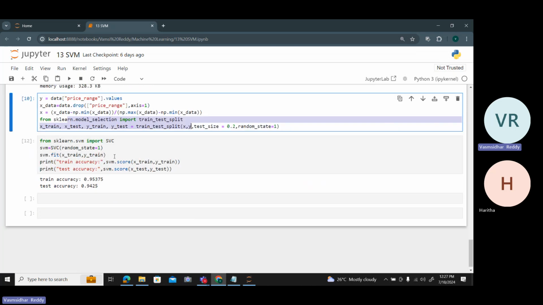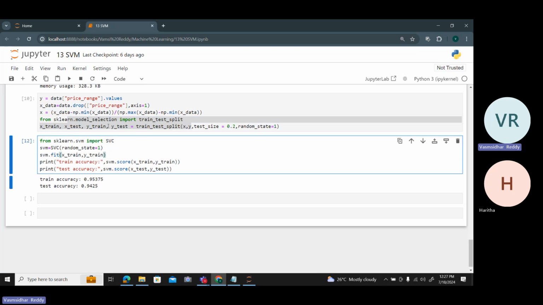I created the train test split; this is the module. From sklearn.svm import SVC, the support vector classifier. SVC means classifier, SVR means regressor: support vector regressor, support vector classifier. Then svm equals SVC with random state equals 1, and svm.fit on x_train and y_train.